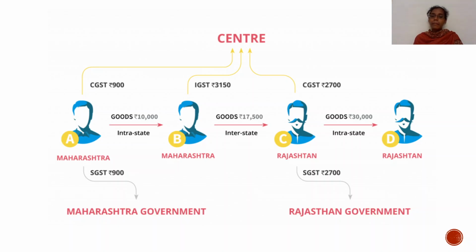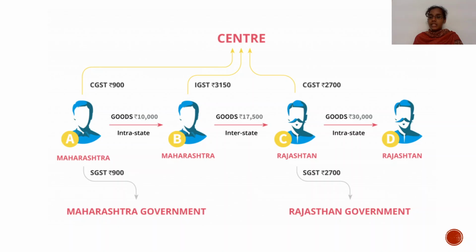Now the value of supply between B and C is 17,500, of which the IGST chargeable is 3,150. This would be charged by the central government. It would then be divided to the government of Rajasthan. Why? Because the tax would be divided to the state in which it is consumed. So the consumption state would be receiving the share of the state apportionment, and it would go to the state government of the consumer.